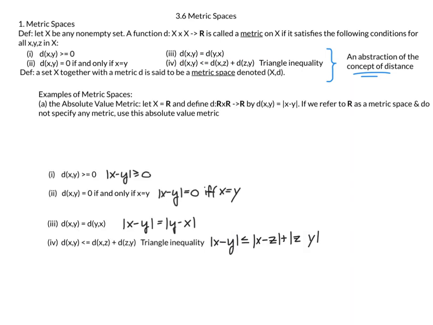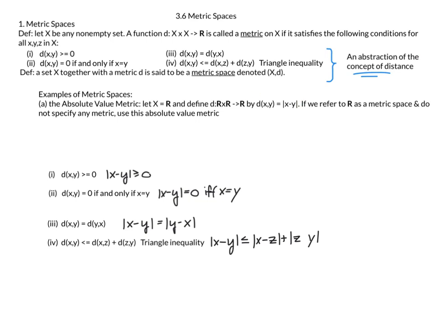Our first example of a metric space comes from the absolute value metric on the real numbers. And this absolute value metric is the default metric of the real numbers. So if someone refers to R, the real numbers, as a metric space and does not specify a metric, we use the absolute value metric. And actually, the absolute value metric is exactly your normal idea of distance. All the other metrics are sort of abstractions of this idea.